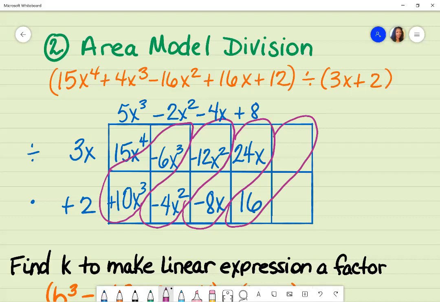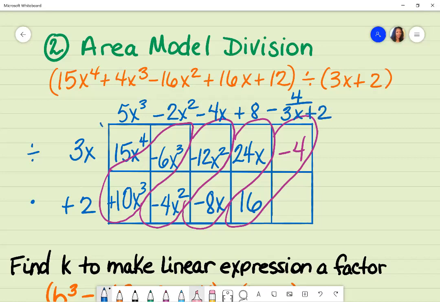So we'll just write that in a different color. 16 minus 4. My actual answer is on top. However, that negative 4 is my remainder. So therefore, my divisor has to go under it. So that's going to be 3x plus 2.